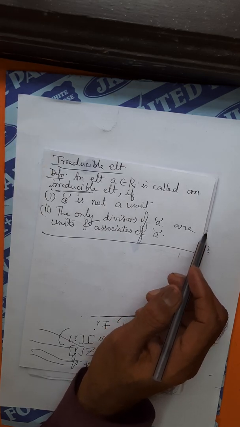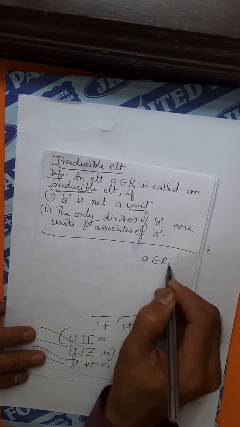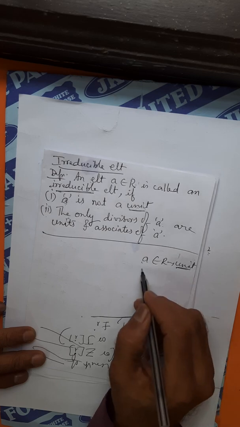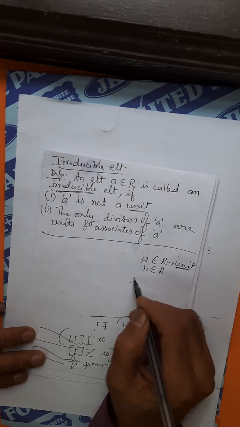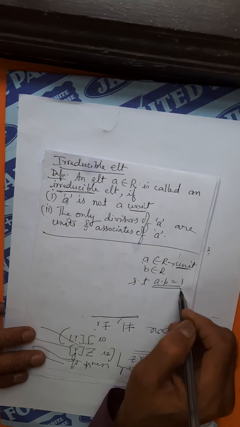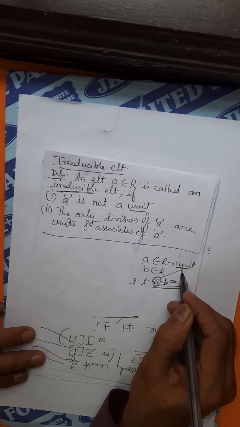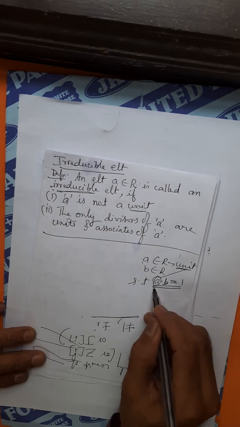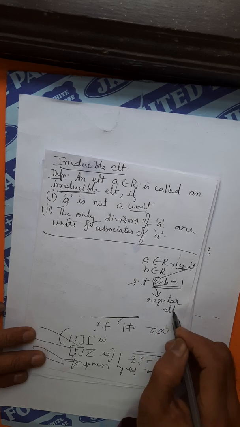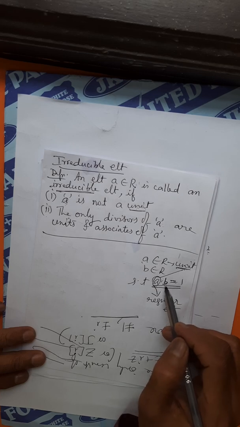Okay, let us recall the definition of unit once. An element A belongs to R is called a unit if there exists B belongs to R such that A into B is equal to 1. B is the multiplicative inverse of A. If B is the multiplicative inverse of A, we call A a unit, otherwise it is called a regular element. A is a unit in R if its multiplicative inverse exists in R.